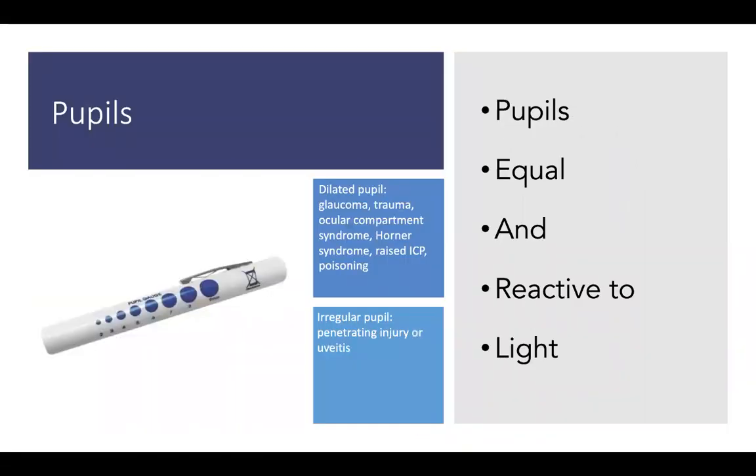A pupil assessment should determine if each pupil is equal in shape and size and reactive to light. To quickly recap, causes of a dilated pupil include glaucoma, trauma, and ocular compartment syndrome. There are also some other causes such as Horner syndrome, raised intracranial pressure, and poisoning. Causes of an irregular pupil include penetrating injury and uveitis.